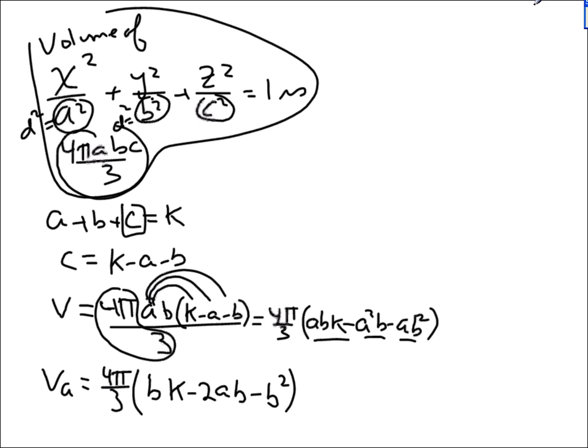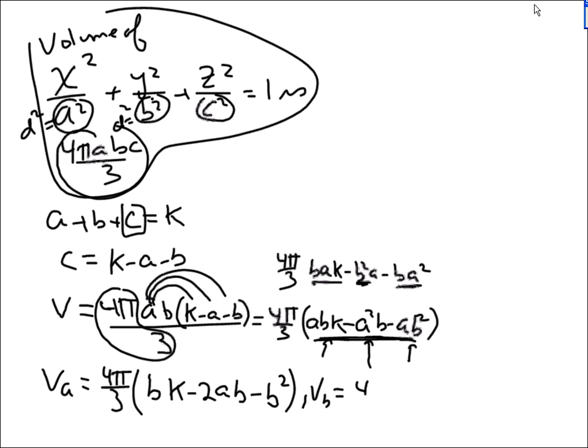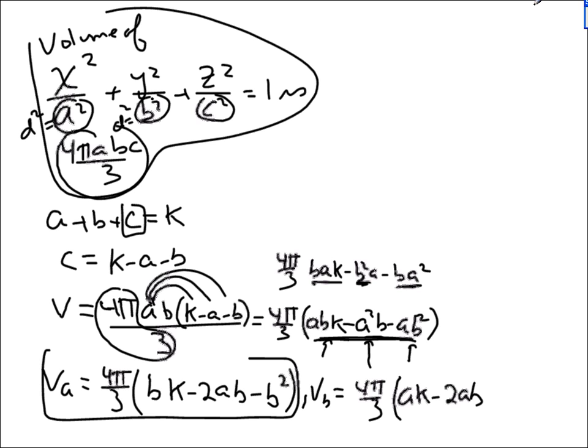Question is, if I interchange a and b, do I get the same answer? 4 pi over 3. I'm looking here, and I'm going to interchange a and b. b squared a minus ba squared. Well, this is that, this is that, and this is that. Yes. So then I know what v sub b is. Just interchange a and b over here. And you get ak minus 2ba, which I'll write as 2ab, minus a squared.